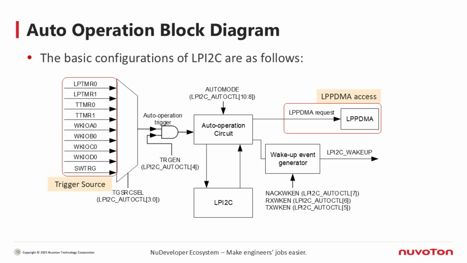On the bottom of the diagram, you'll see the wake-up event generator. During auto operation, if certain events occur, the system can wake up the CPU. For example, if a NACK is received and the NACK WKEN bit is enabled, the CPU will wake up. Similarly, if a reception completes and RX WKEN is set, the CPU will be woken up. And if a transmission completes and TX WKEN is enabled, the CPU will also wake up.